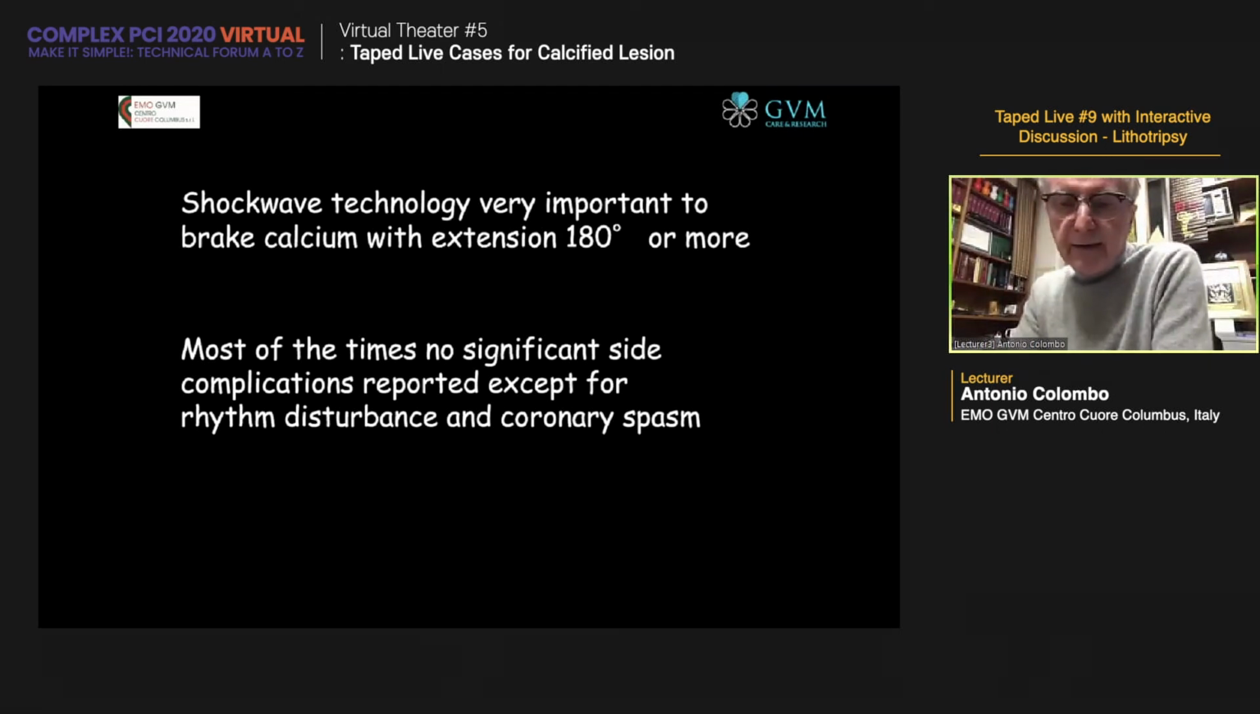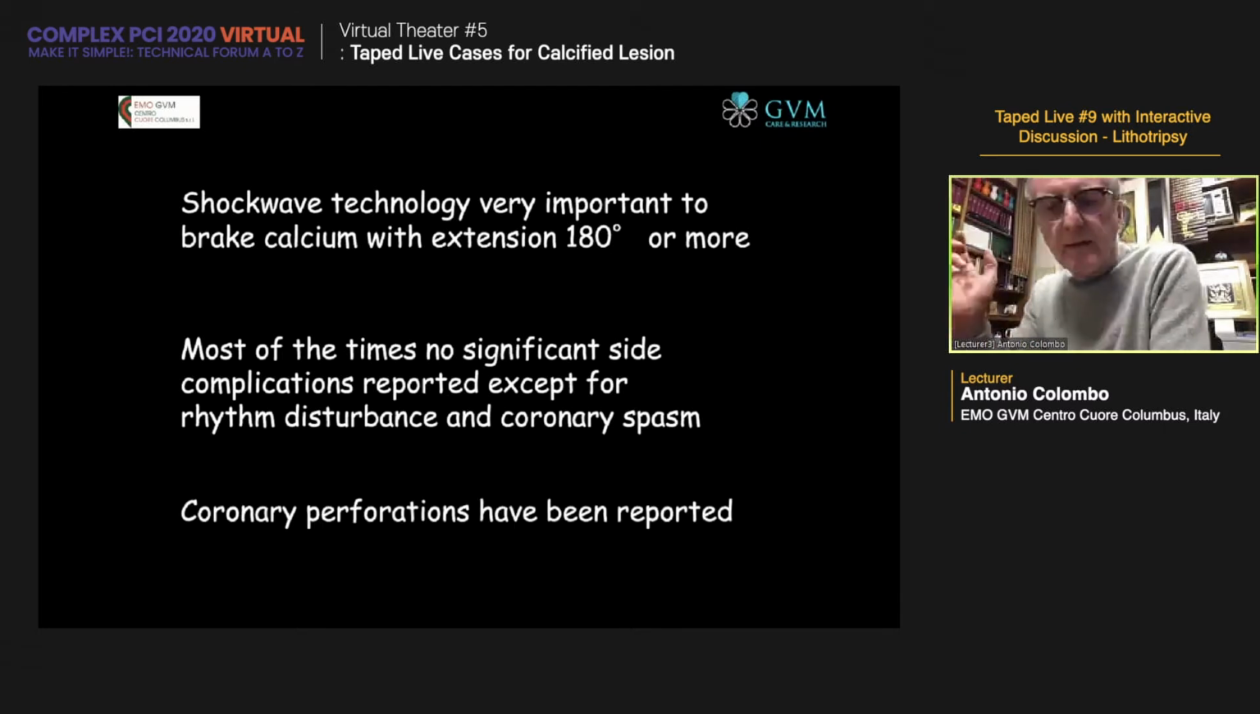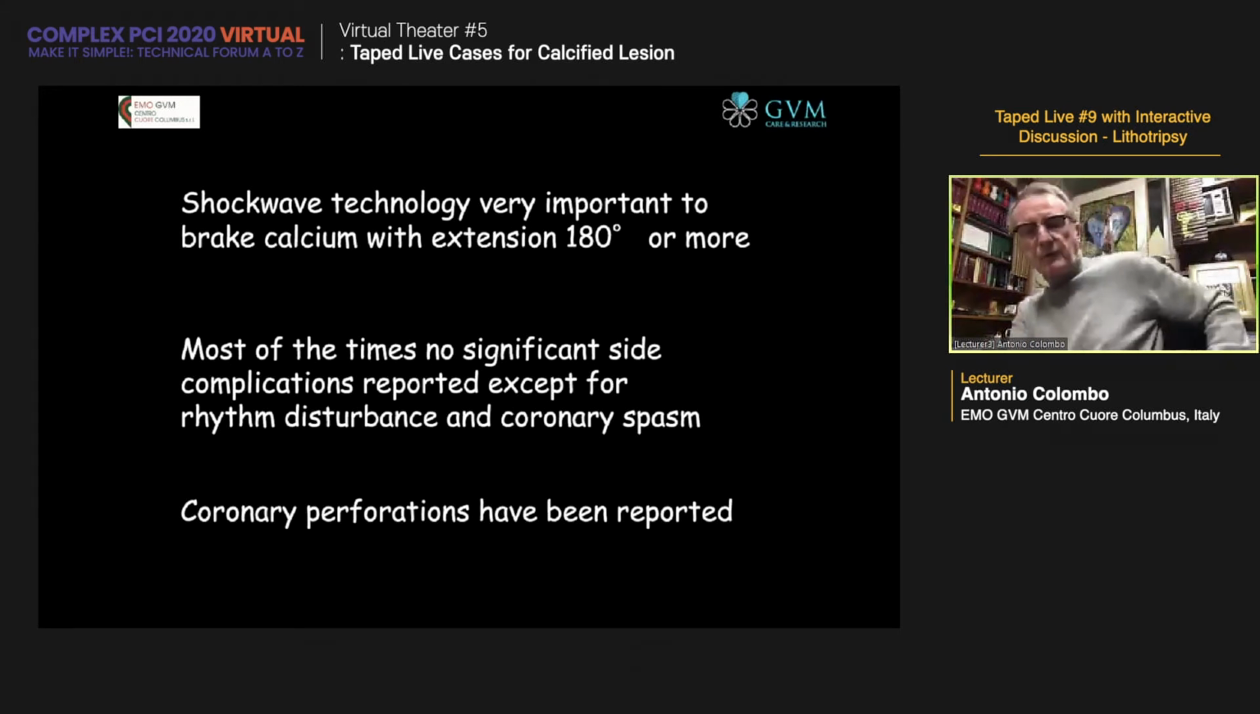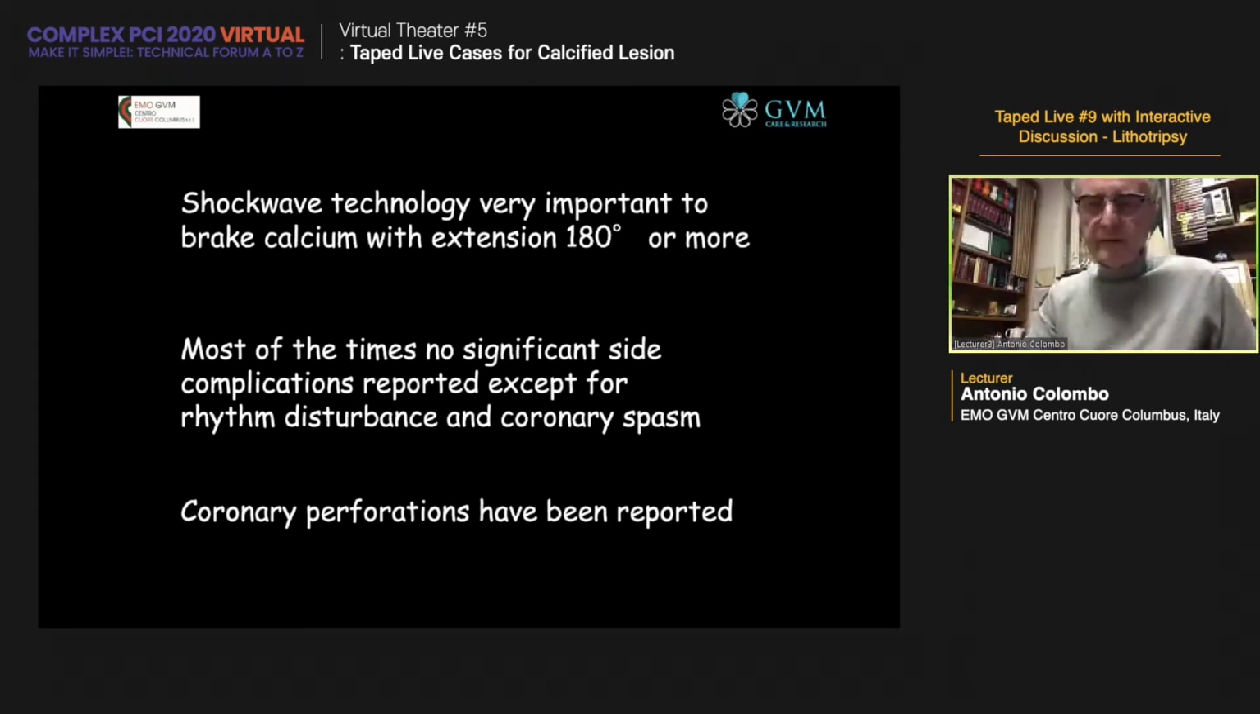I must say that rarely you get vessel rupture, but it is not zero, because we have not seen it ourselves, but I saw reports of coronary perforations after shockwave. So it's rare, but it's not zero.